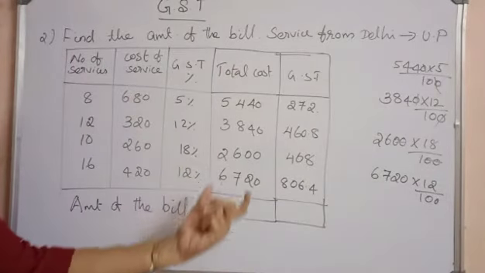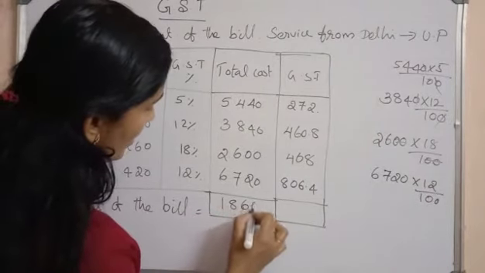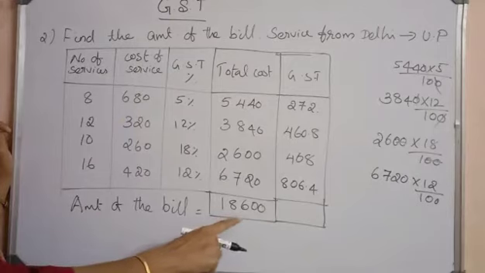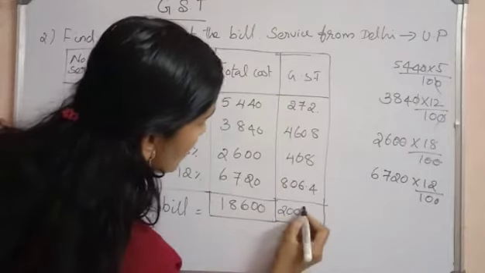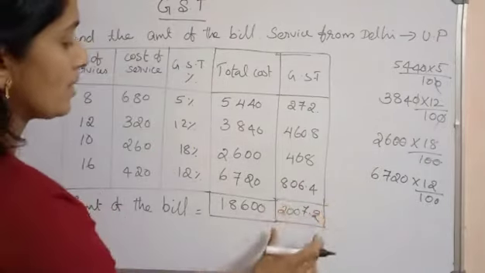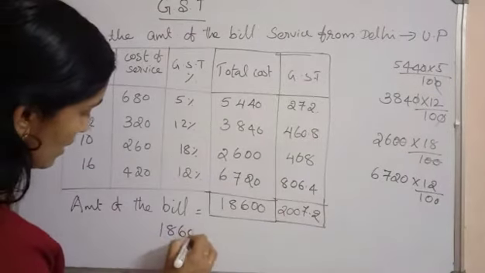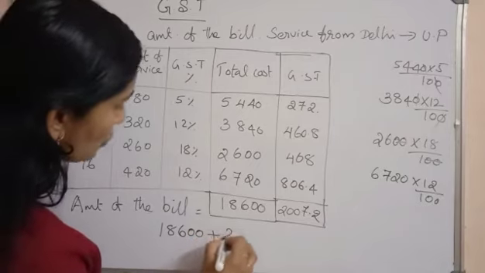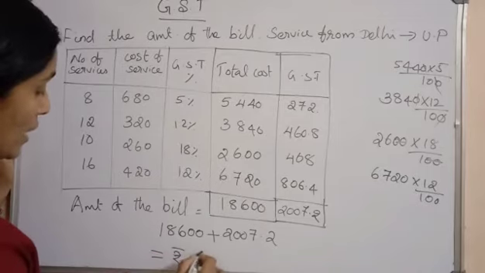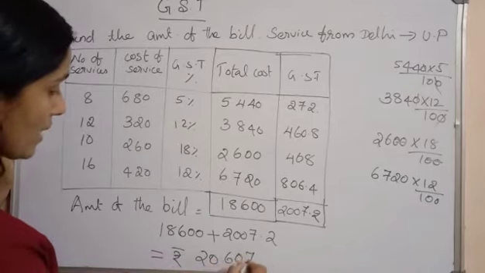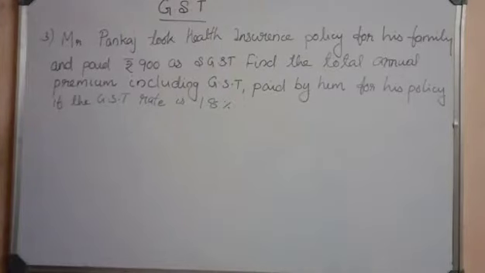Total cost, when you are adding all these values, you will get as 18,600, and when you are adding all these GST values, you will get 2007.2. This is the GST, sum of all these numbers. Therefore, the amount of the bill is equal to 18,600 plus 2007.2. So the total cost is rupees 20,607.2. This is the amount of the bill. Look at the next question.